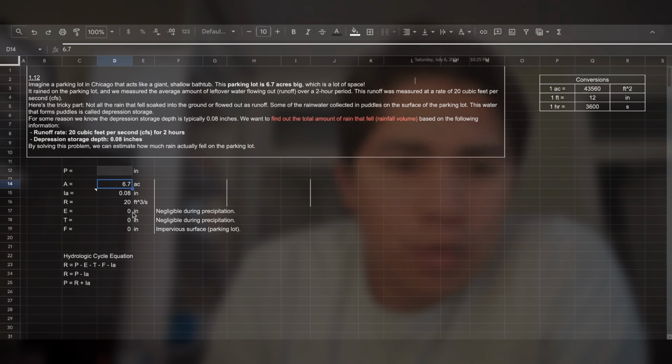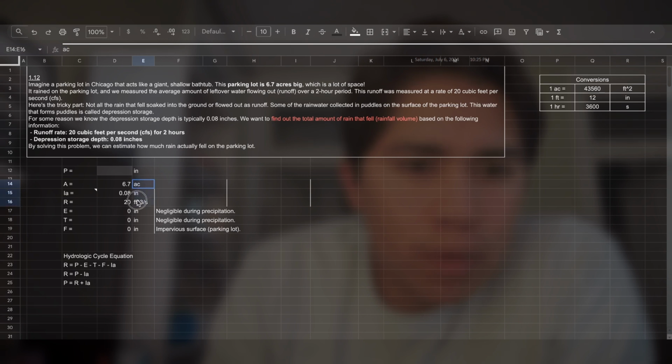Now, during the 2 hours of precipitation, we can assume that all of these three values are negligible. Evaporation, transpiration, and infiltration are also negligible because we're talking about a parking lot. It has an impervious surface, so the water that infiltrates is pretty small, so we can not take that value into account.